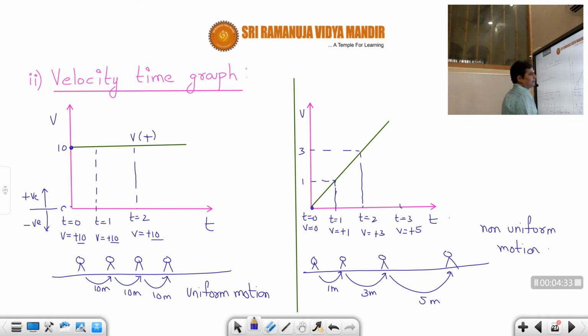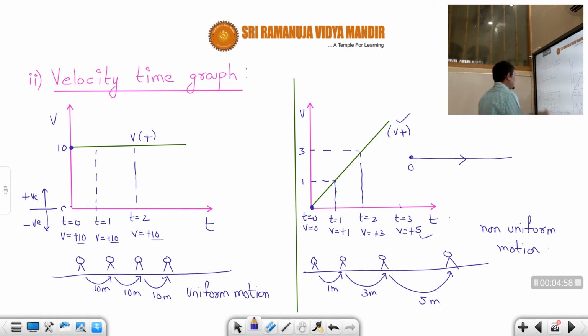So definitely, here v is positive. V is positive means he is going in a straight line, from the origin towards the positive direction. Correct or not? Both, we have to know the sign as well as the magnitude. So here the sign is positive from time t equal to 0 to time t equal to infinity, but the magnitude is increasing.